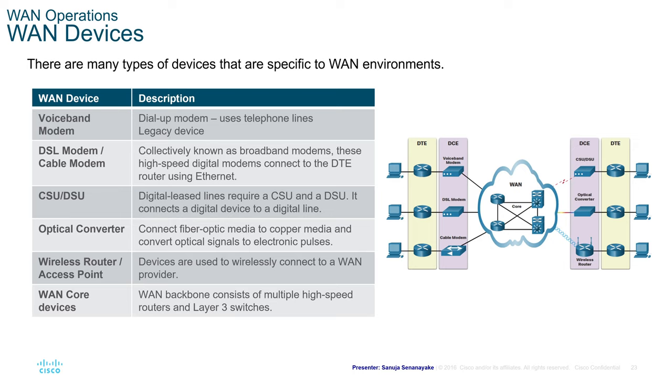WAN core devices. The WAN backbone consists of multiple high-speed routers and layer 3 switches. Those are considered WAN core devices. On the right-hand side, we have a diagram provided to us, again, by Cisco, that gives you some of the concepts described in this table in a visual way. So you have DTEs right here, and they have DCE here, and then they are interconnecting through the WAN with the core networks on the other side, and you see the wireless devices, optical converters, and CSUs and DSUs. So you can see them on the right-hand side.